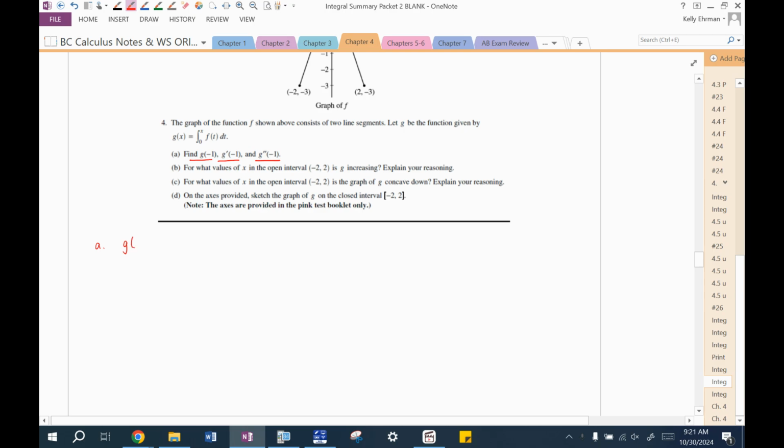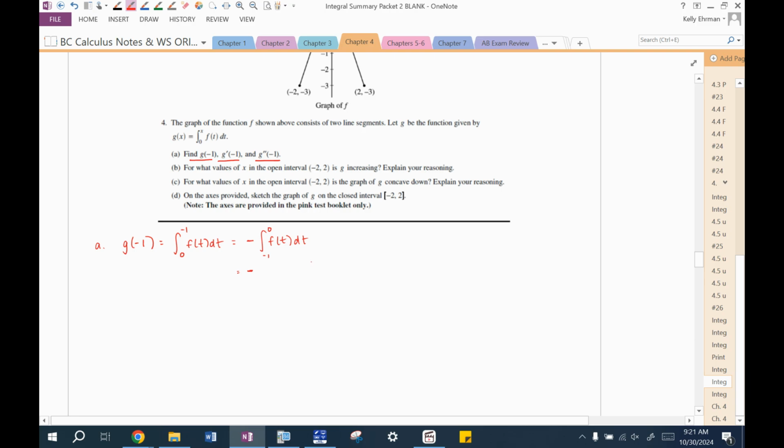Start with g of negative 1. Set it up first. That's the integral from 0 to negative 1 of f of t dt. Now, that's not right. That's backwards. We need the lower number to be the lower limit of integration. So change this so that it's negative integral from negative 1 to 0.